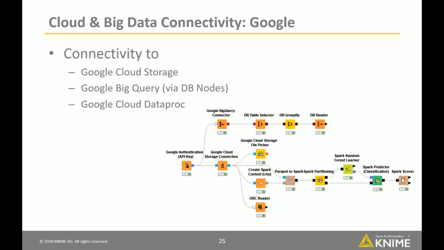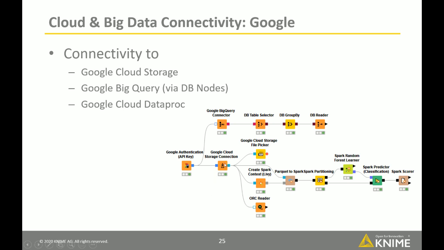Similarly, we have new nodes that allow you to connect to Google too. So Google Cloud Storage, Google BigQuery, and Google Cloud Dataproc. This is a similar workflow to what I just showed you. If you look on the top branch, now we're not using Databricks, we're using Google Authentication, and then here's a Google BigQuery connector. Downstream from that, once I use the BigQuery connector, I can again use KNIME's regular DB nodes to interact and pull information out of that database.